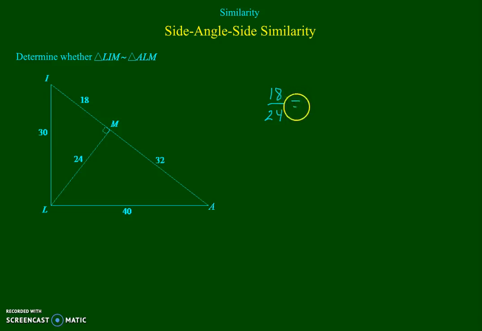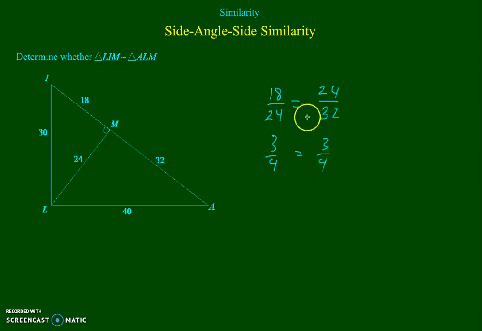Now, let's go back to our first triangle, and the only other side we have is this one, but it's now LM as it relates to triangle LIM. So LM, 24. LM corresponds to AM in the other triangle. AM is this side. So 32. Now we can do either the equality of cross products or we can do the ratios. So this ratio simplifies to 3/4, and this ratio also simplifies to 3/4.